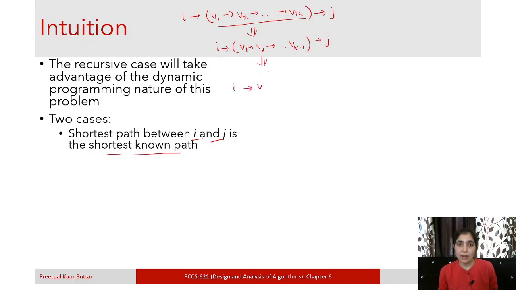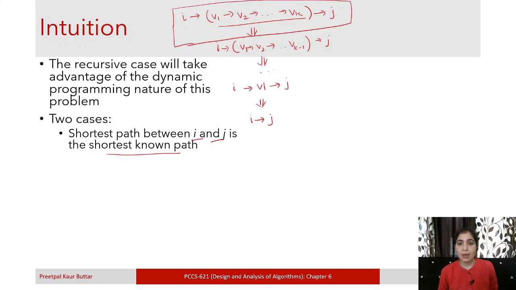We consider V1 only and then J. There is only one intermediate vertex here, and the simplest shortest path, as I told you, is direct edge. There is nothing in between I and J. Okay, so these are the problems. You can see the recursion here, right? So first we are not including any vertex in between, then we are including V1, then V1 and V2, and so on. Then we are including V1 to Vk minus 1, and then we are including K. Okay, so V1 to Vk. Okay, so we are at this subproblem.